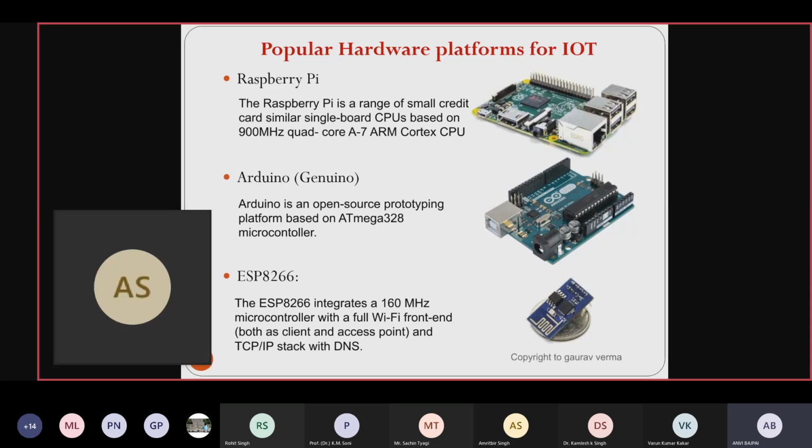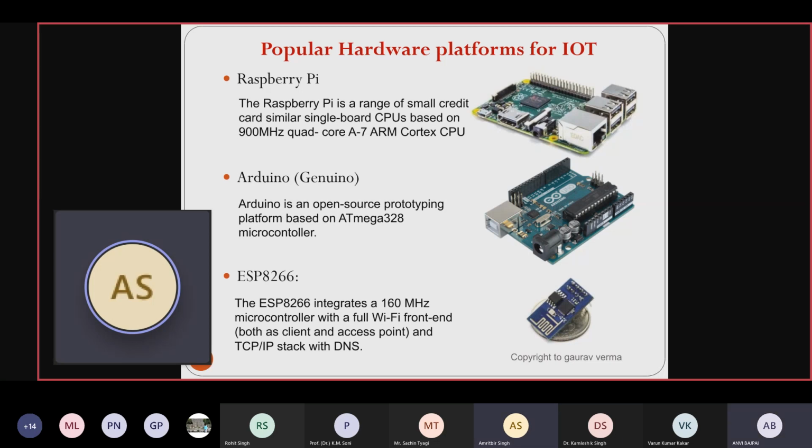And you can see how small it is. Hello, yes, please. Hello. Yes, I'm audible. Sir, can you again repeat the platform requirement for software?